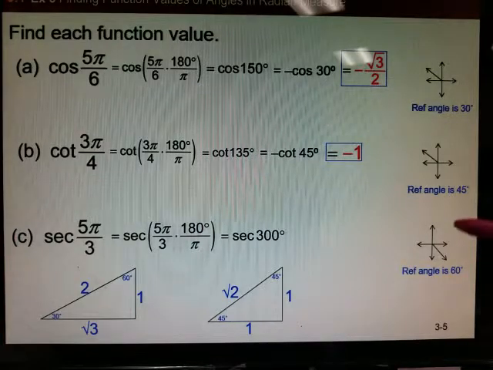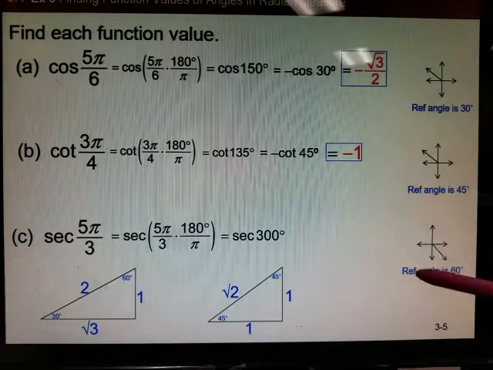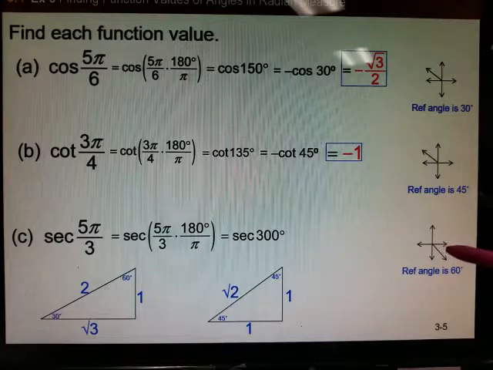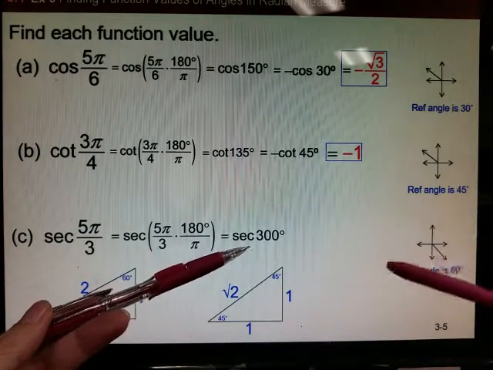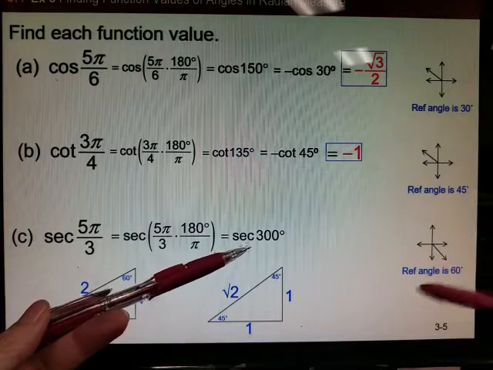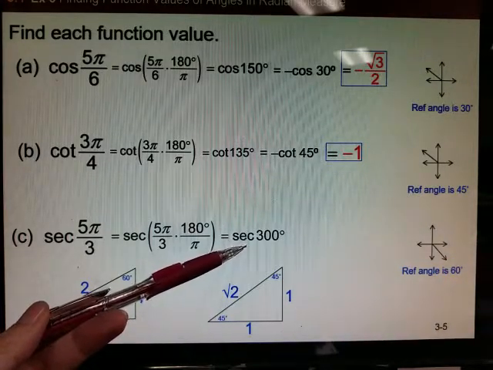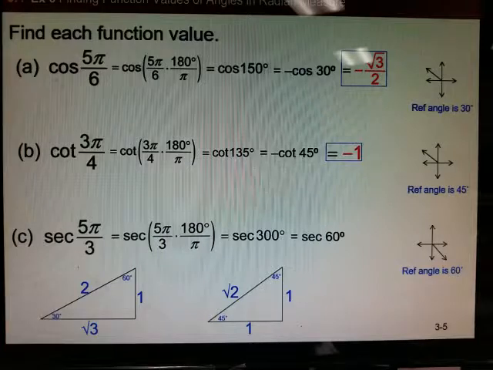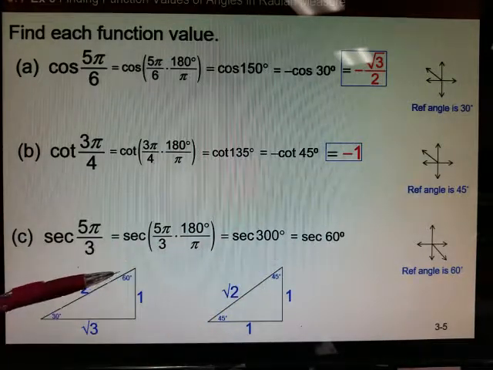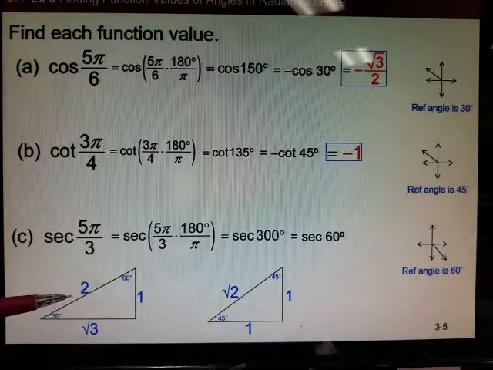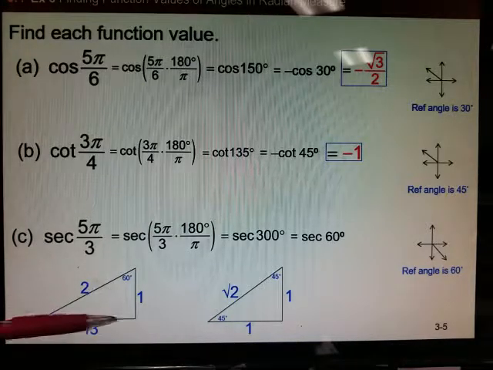So 300 degrees from the positive x-axis around to that. That would be 300 degrees to there. That leaves me a 60-degree reference angle. Secant is the reciprocal of cosine. All students take calculus. The cosine's positive. Therefore, the secant is positive there. So I'm just going to need to take the reciprocal of the cosine of 60 degrees. We go back to this picture. The cosine of 60 degrees is 1 over 2. So its reciprocal would be 2 over 1.